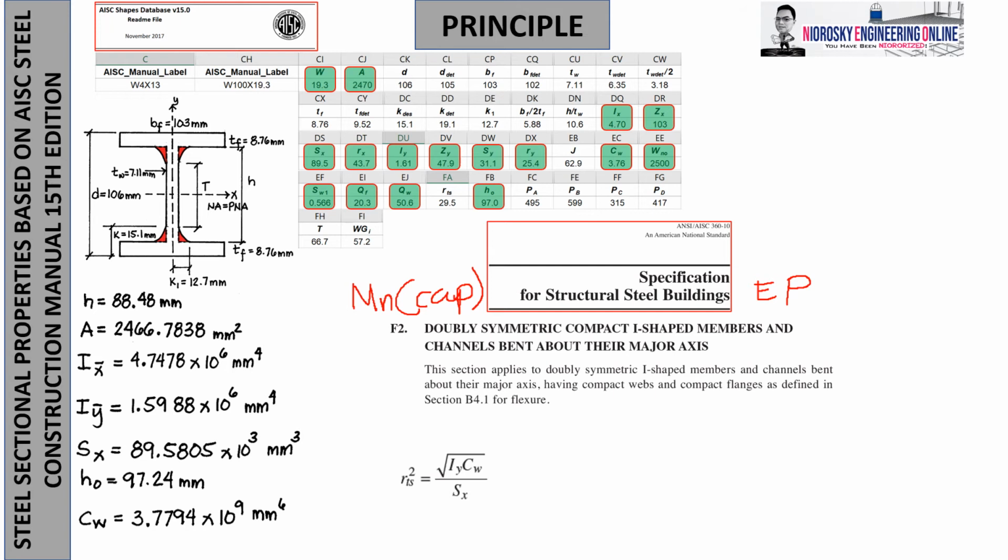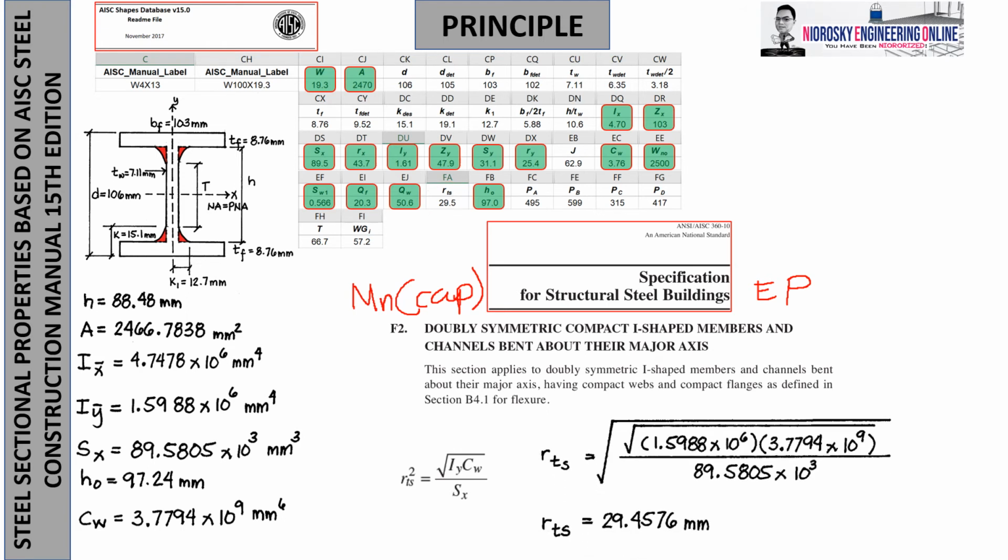Even the F3 code for singly symmetric shapes, that is, having compact flange but non-compact web, is a scenario that does not need R sub TS. In F4, there is another way, using R sub T, the effective radius based on non-compact condition for the web and non-compact flange. Either way, since the table shows doubly symmetric shapes, it is R sub TS based on this.